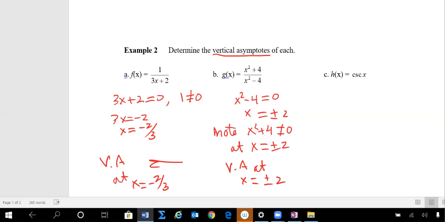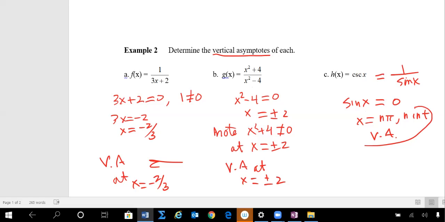h is equal to the cosecant. Now, remember that's 1 over the sine of x. So all we need to do is locate where the sine of x is equal to 0. And if we remember, x would have to be some multiple of pi for that to happen, or n pi, where n is an integer. So that's where your vertical asymptotes would be. Notice the numerator is never going to be 0 for this function. So that's it. Those are your vertical asymptotes right there.